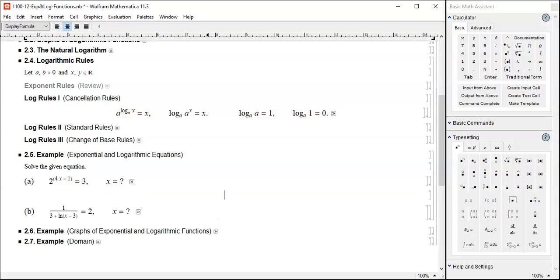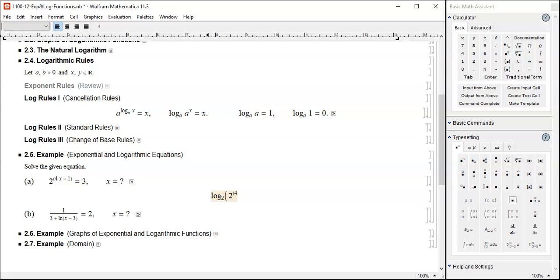More precisely speaking, log base 2 of 2 to the 4x minus 1 power is equal to log base 2 of 3. If I do that, this logarithm and this exponential will cancel each other out. Cancellation rule, they're inverse functions. So we have 4x minus 1 is equal to log base 2 of 3. And we just have a linear equation to solve.